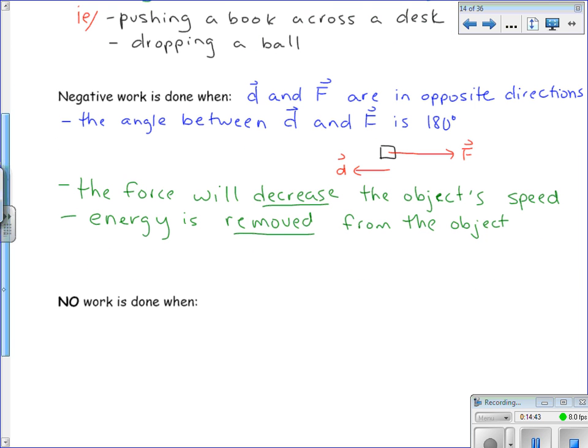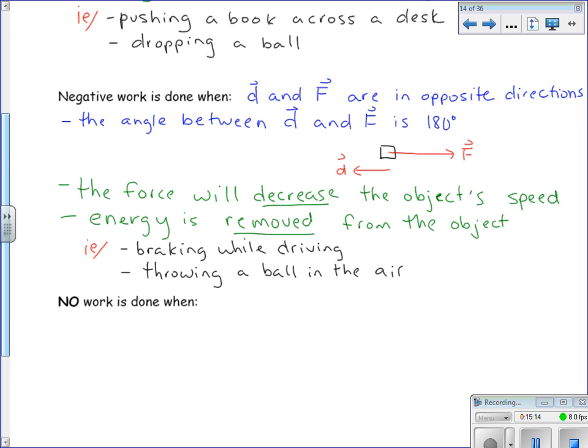So a couple examples of this are braking in a car. So braking while driving. You're applying a force of friction backwards, but your displacement's still forwards. The car slows down. Energy is removed. The kinetic energy decreases. Or thinking about vertical motion, this would be throwing an object in the air. So throwing a ball in the air. The ball is moving upwards, right? That's a displacement of the ball, but the force of gravity is actually acting down on the ball. They're acting in opposite directions, and that slows the object down.